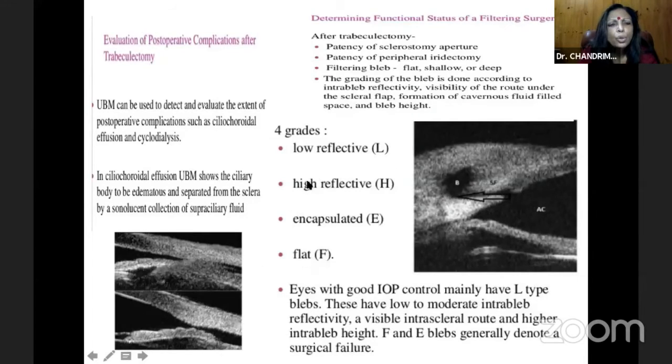So next we can use the UBM post-surgery following trabeculectomy in angle closure eyes. So here actually it's quite relevant because evaluation of the postoperative complications after trabeculectomy can be used to detect and evaluate extent of postoperative complications such as ciliochoroidal effusion and cyclodialysis, which I just told you about. And here after trabeculectomy, you can actually see the patency of the sclerostomy aperture, patency of the peripheral iridectomy, and the filtering bleb actually can be graded with the UBM. So as you see out here, low reflective, high reflective, or encapsulated. So that's another very important use of the UBM following trabeculectomy.